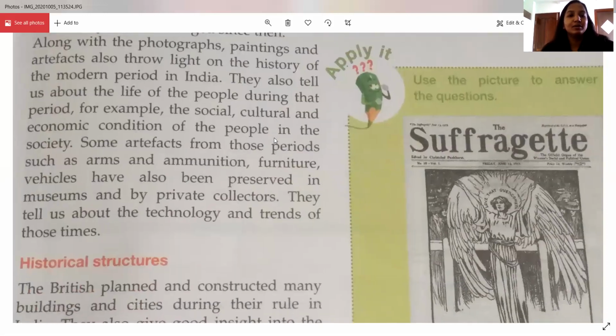So we also have examples of such photographs and also such artifacts like chairs or tables or any of the furniture or vehicles, anything that were used by such people during those periods is also preserved in museums. Okay, what does that help us to discover? That helps us to understand the technology and the trend in those periods. The next one is historical structures.